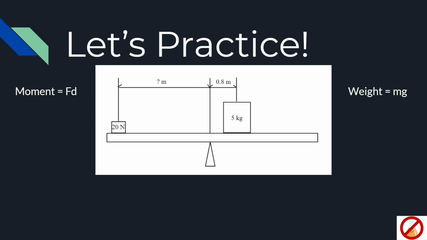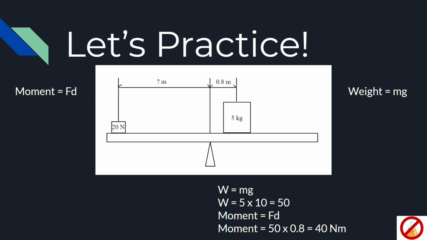So what we should do here for the right-hand side is start with W equals mg, weight equals mass times gravitational acceleration, which is 5 times 10. If you remember from the previous video, our gravitational acceleration on Earth is always 10 meters per second squared. So we have the force being 5 times 10 equals 50. We can take this force and multiply by the perpendicular distance to the pivot, which is 0.8. So 50 times 0.8 equals 40 Newton meters.